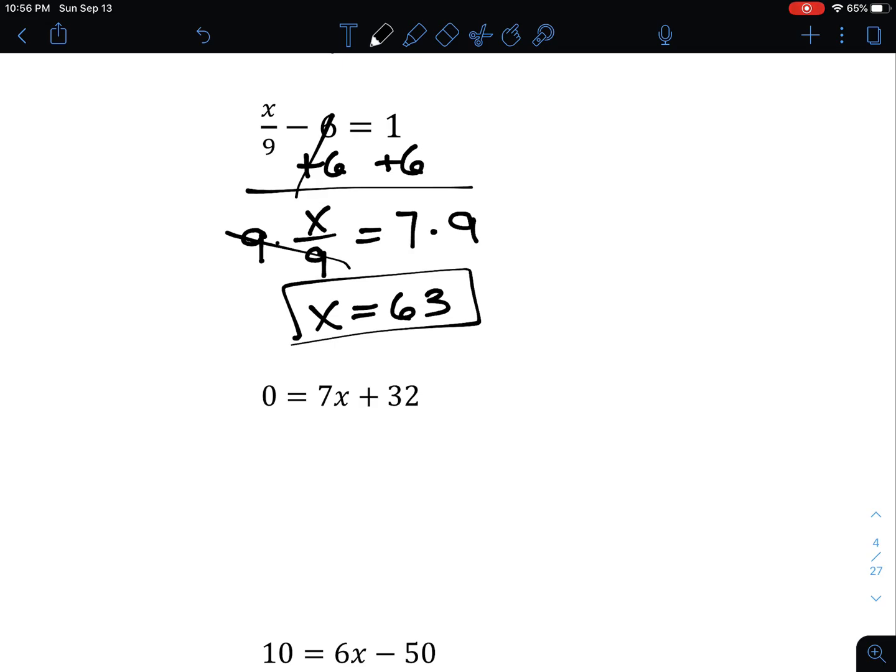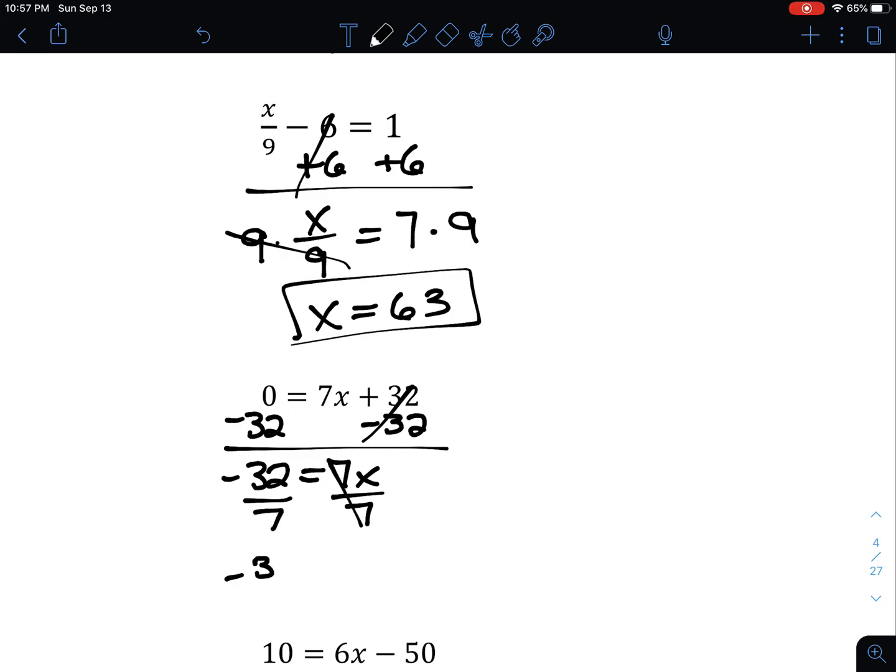Okay, let's look at the problem right below it. So we've got 0 is equal to 7x plus 32. So let's get rid of the 32 since that's not directly attached to x. So that gets us negative 32 on the left side equals 7x on the right side. So then opposite of multiplying by 7 would be to divide by 7 on each side. So that gets us negative 32 over 7 is equal to x.